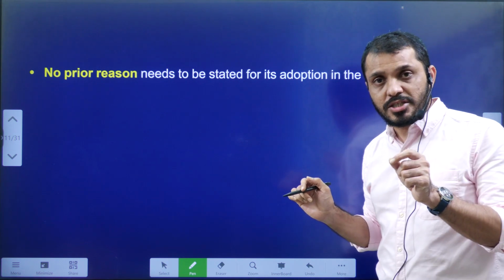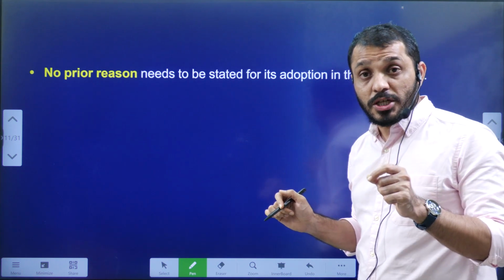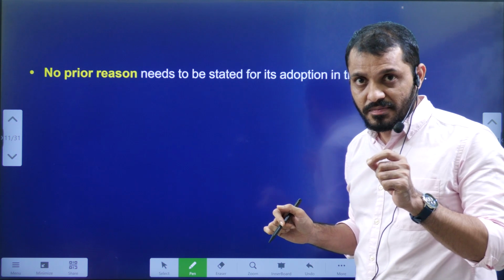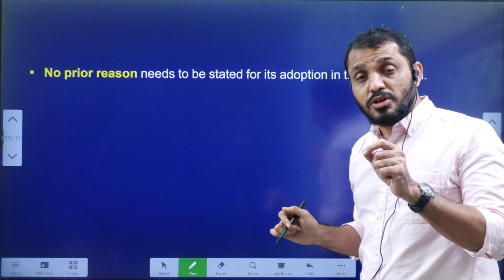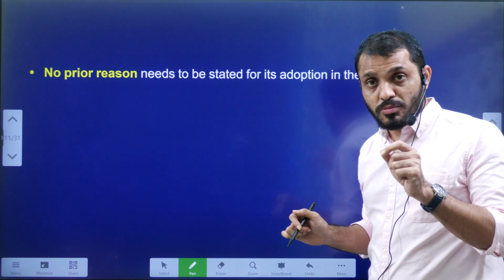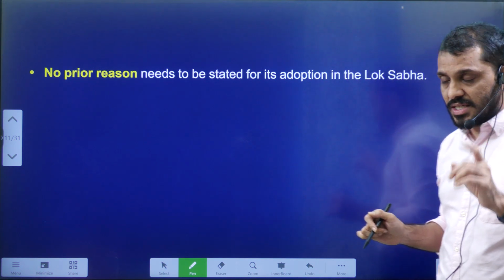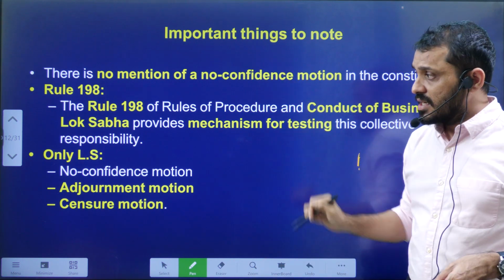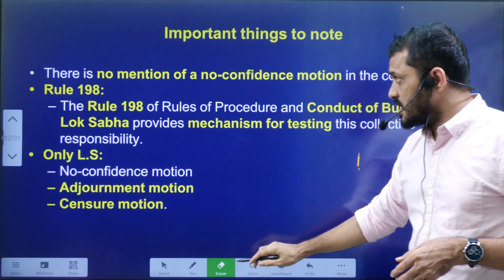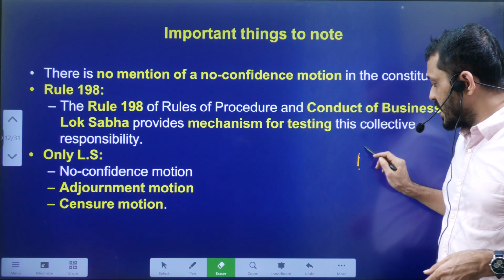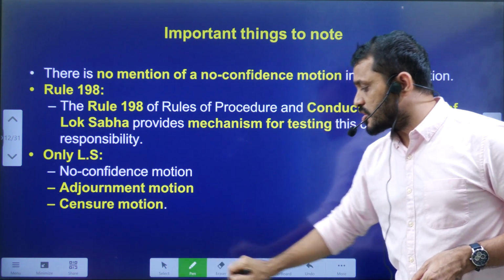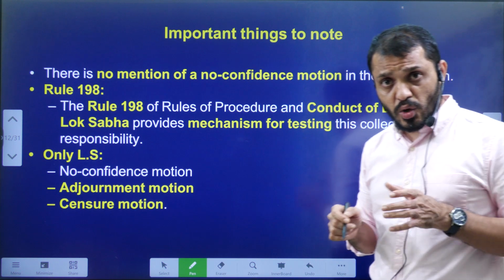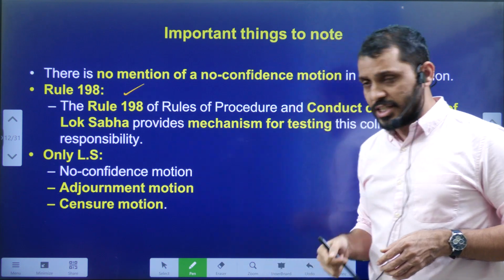Here you have to understand that to introduce a no confidence motion, we don't need to give a specific reason. Whereas to introduce the censure motion, you have to give the reason. It cannot be introduced without reason. Next, an important thing we have to know is that this no confidence motion, like I said earlier, is not mentioned in the constitution and it is mentioned in the Lok Sabha rules under rule 198.